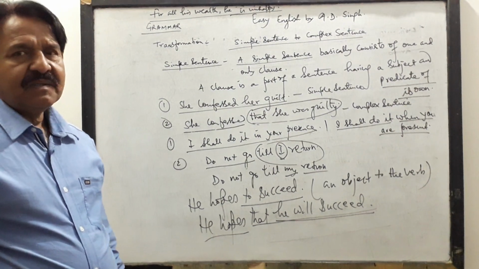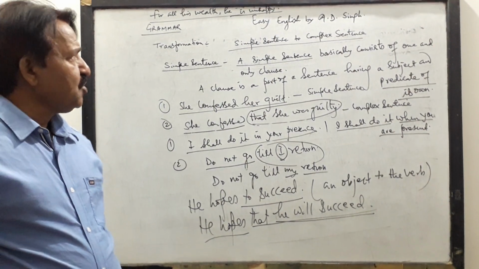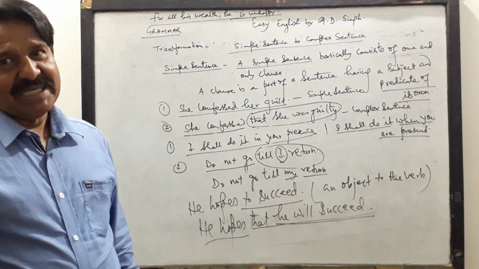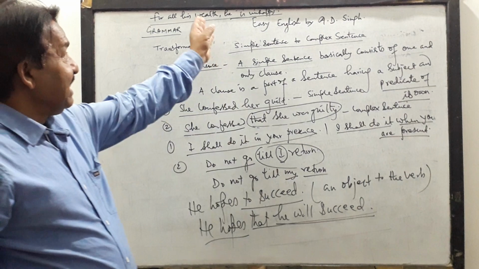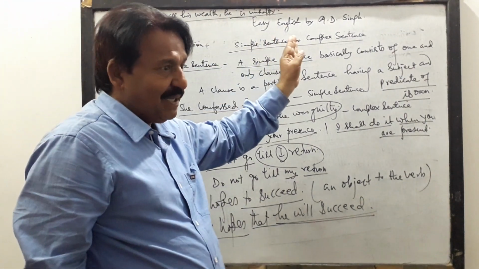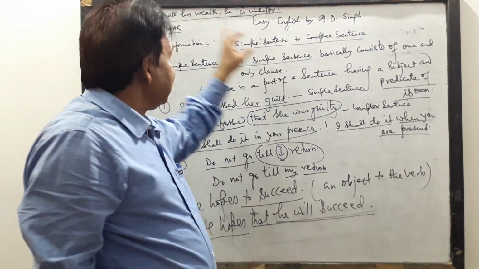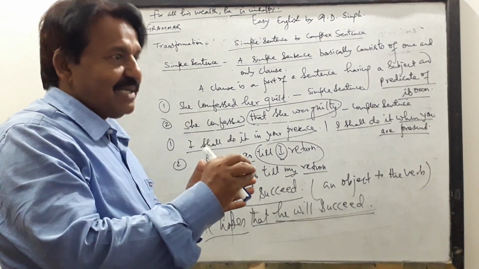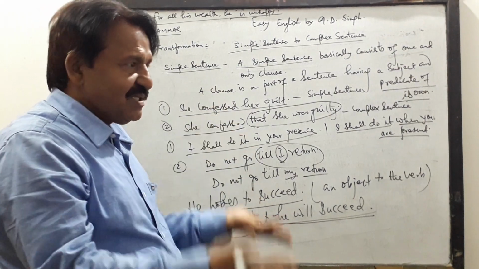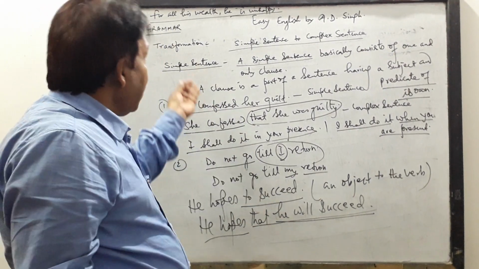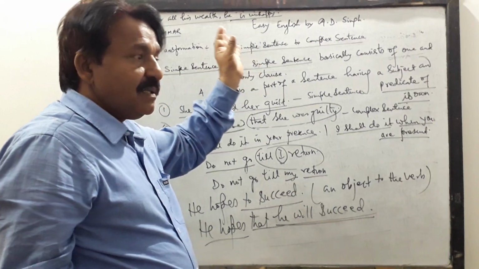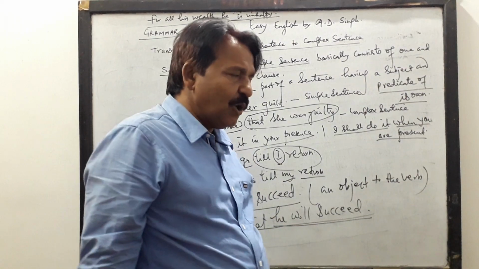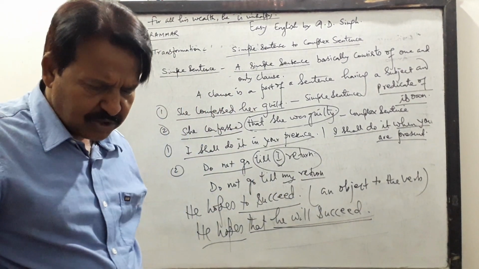Sir, for all his wealth, he is not happy. नहीं. ही इज नॉट हैप्पी डिस्पाइट ऑल हिज वेल्थ. ये तो सिंपल हुआ. हमें दो क्लॉज चाहिए. See, he is not happy or he is unhappy despite the fact that he has all his wealth. Despite the fact that he has all his wealth, he is unhappy. Or his unhappiness is just despite the fact that he has all the wealth. और एक छोटा ले लीजिए, थोड़ा सा और आसान हो जाएगा.